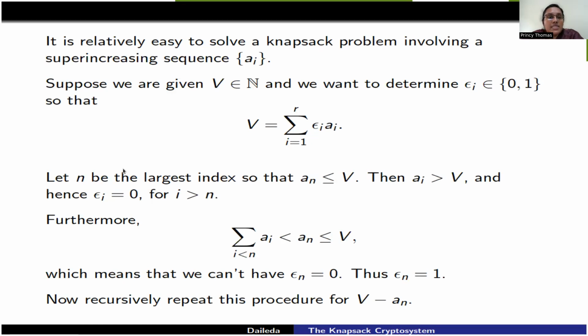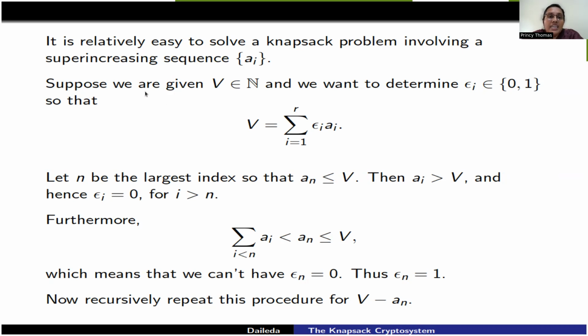Now this is the mathematical reasoning in the cryptographic algorithm. It is relatively easy to solve a knapsack problem involving a super increasing sequence. It's not so easy to solve a knapsack problem if it is not a super increasing sequence. But if you have a super increasing sequence, then it is a relatively easy problem. How? These are the steps which we follow.